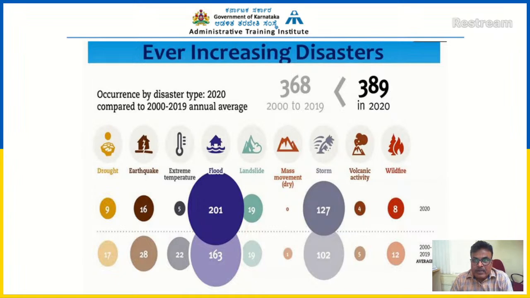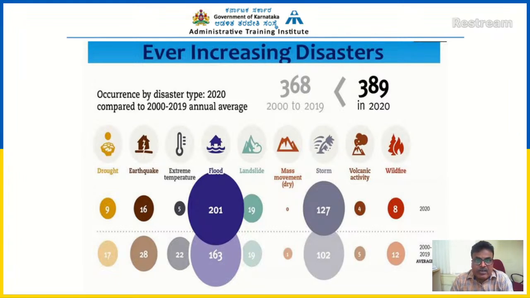So you can see here the number of the different types of disasters: drought, earthquake, extreme temperature, flood, landslide, mass movement, storm, volcanic activity, wildfires. We can see here by the type of disaster. We can see hydrometeorological disasters, geological disasters, and even biological disasters here. Both human induced and natural disasters can be seen from the screen, and under the hydrometeorological, particularly the flood, the number of disasters is more as compared to other disasters.